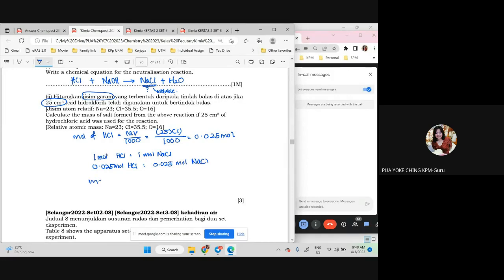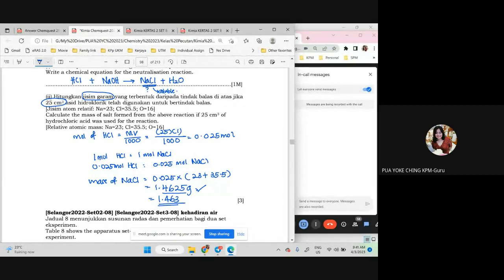So mass of NaCl equals 0.025 times 23 plus 35.5. Okay, so it's 0.025 times 58.5. So you will get 1.4625 gram. If you want to round off, it becomes 1.463, that is also fine. But since this is only 4 decimal places, this one is still acceptable because this is for the calculation.